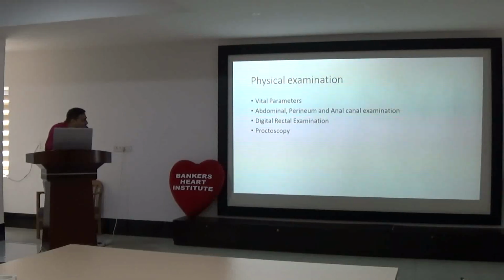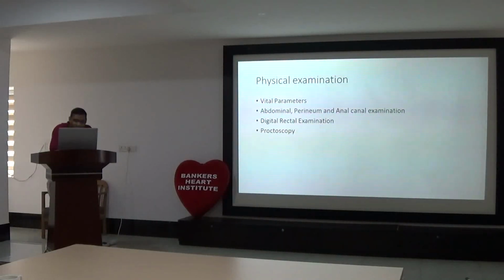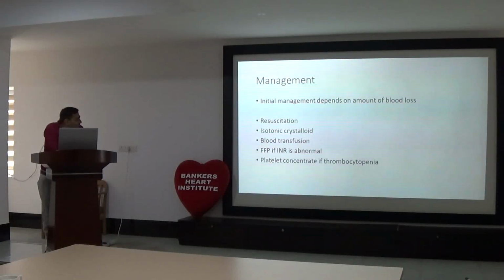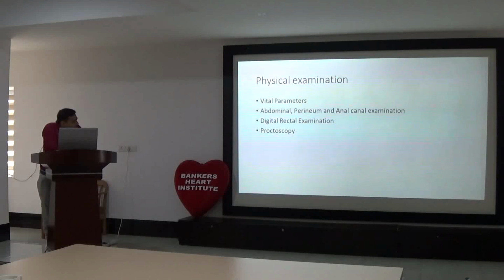So basically, in a patient with blood loss, we need to first check the vital parameters to assess the blood loss and resuscitate. Then routine abdominal, perineal and anal examination, digital rectal examination to look for anorectal disease, for fissure or hemorrhoid or any low rectal mass or ulcer. Proctoscopy, but if there is pain, then proctoscopy should not be done. So proctoscopy to look for hemorrhoids or any rectal mass.